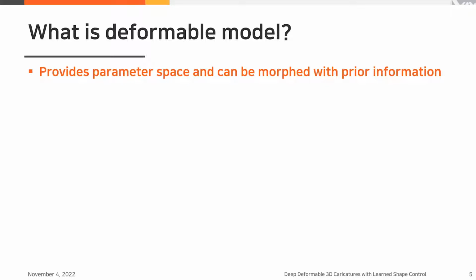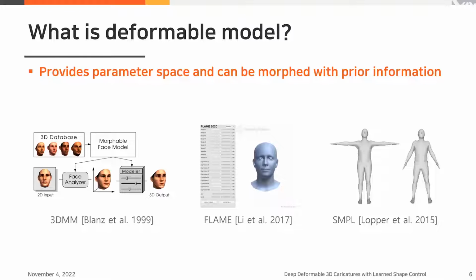with prior information. For simple examples, these are deformable models: 3DMM, which means 3D Morphable Model, FLAME, and SMPL. They provide a certain parameter space, and you can control those parameters to make the model deform based on the prior information, which is the learned data distribution.